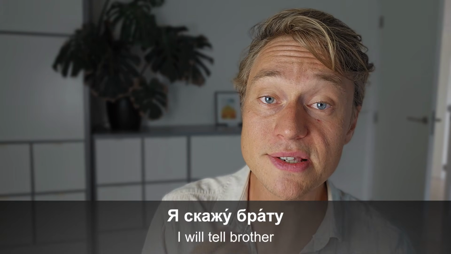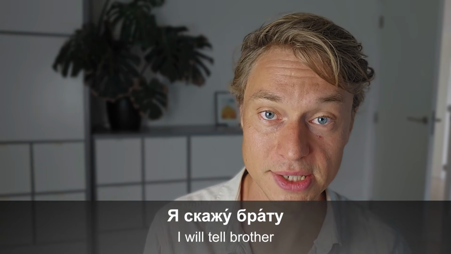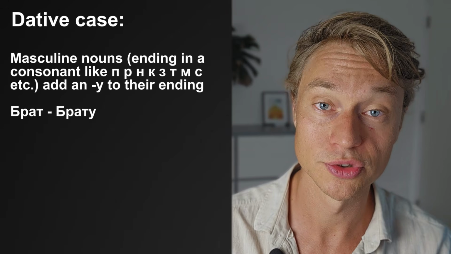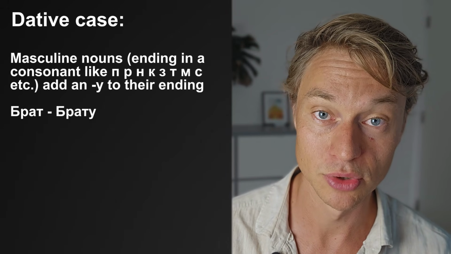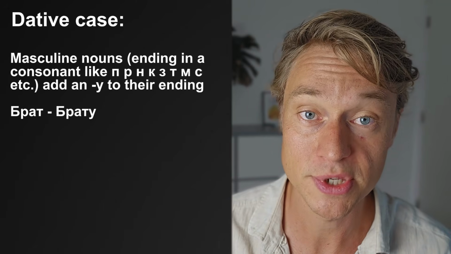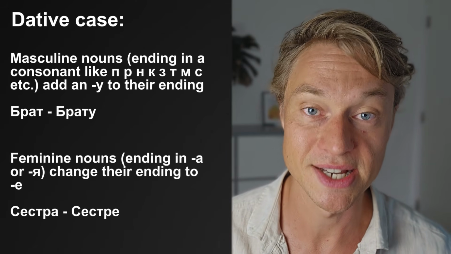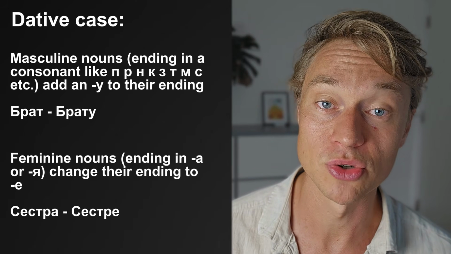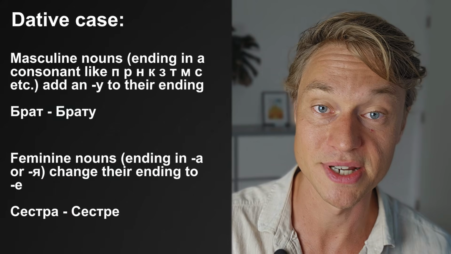You can say, я скажу брату. Брат is masculine, obviously because it's a brother, and also because it ends in a consonant. And we just add у to the end. Брат, брату. And if you say, for example, I will tell sister, you say, я скажу сестре. So the а ending changes to е, just like it does in the prepositional case. Я скажу сестре. So sometimes there's even a little bit of overlap, especially once you start learning about the adjectives and other things, you'll see more overlap.